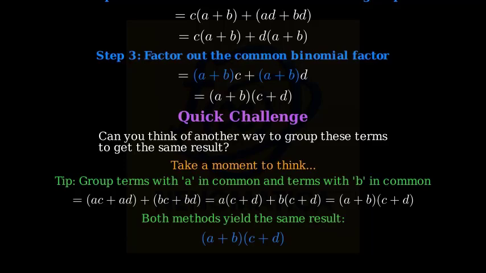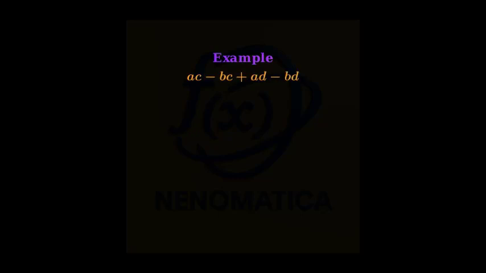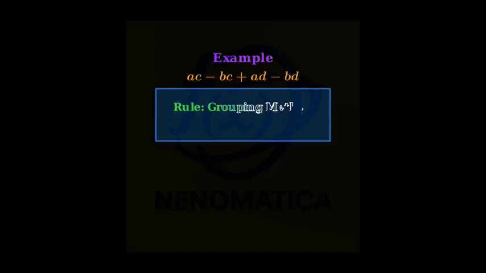Let's summarize what we've learned about factorization by grouping. We need to factor the expression AC minus BC plus AD minus BD. First, let's look at this expression and think about how we can rewrite it to identify common factors. Let's start by grouping the first two terms and the last two terms. We get (AC minus BC) plus (AD minus BD).